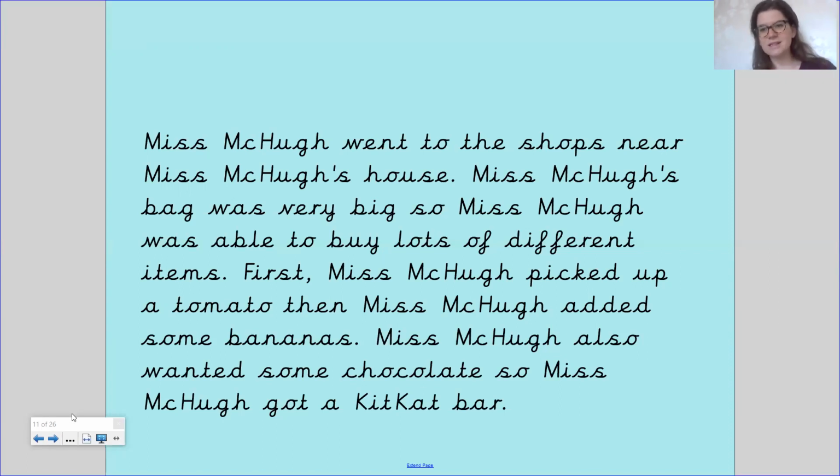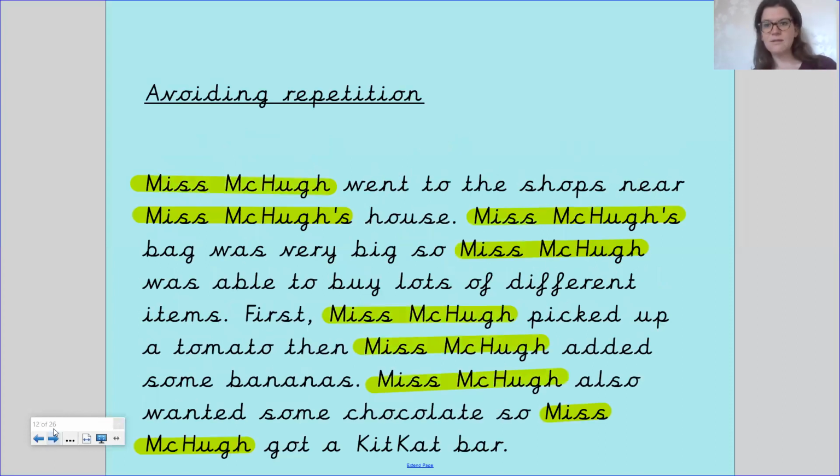Okay, this bit of writing doesn't sound very sensible. It makes sense, but it sounds really strange because I'm repeating myself over and over again. I've used no pronouns. I've only used the same noun again and again, and I've highlighted it here so you can see. So what I need to do to make this writing sound more sensible is replace some of those nouns with some pronouns.